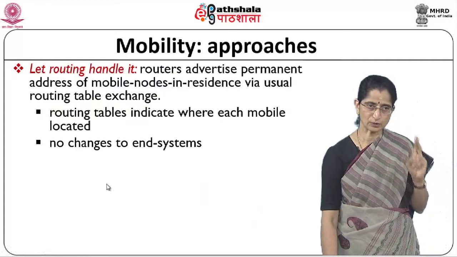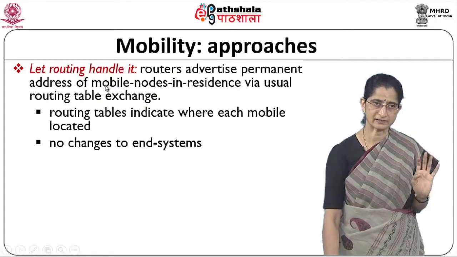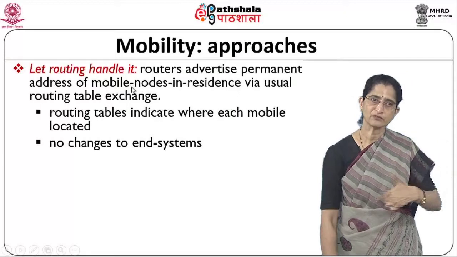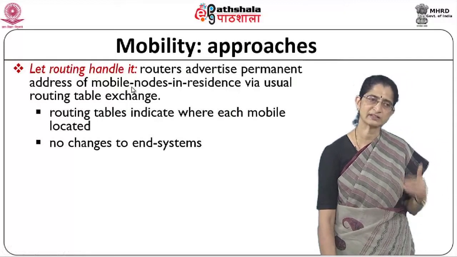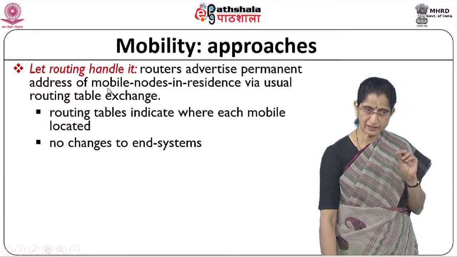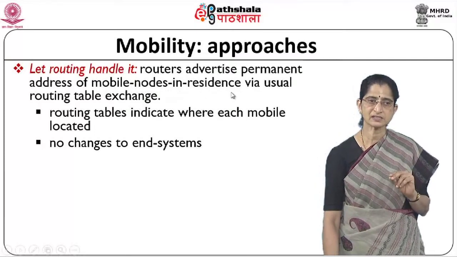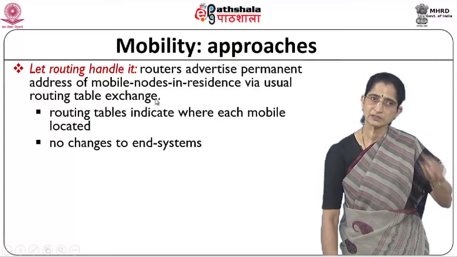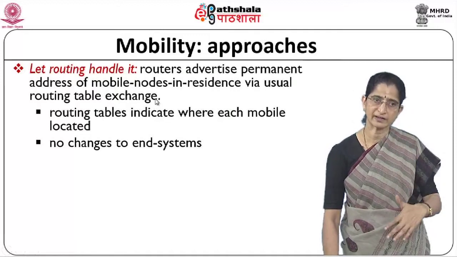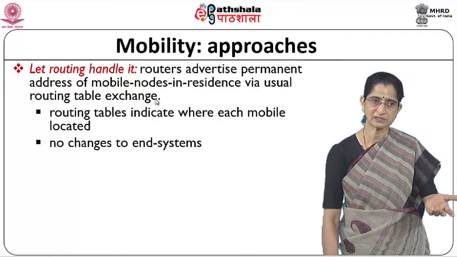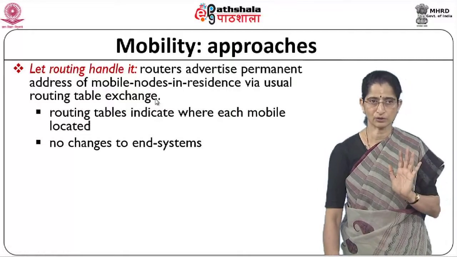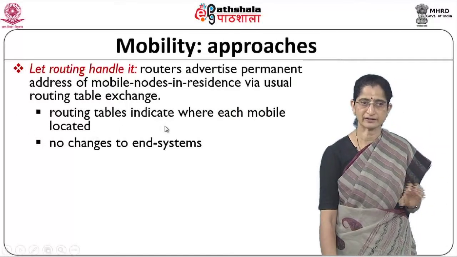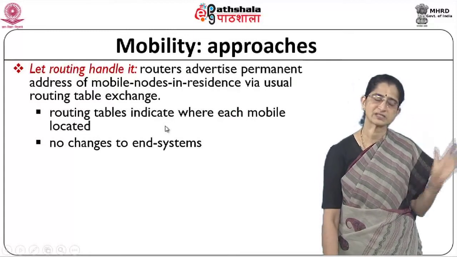In a network, there are two approaches that we could take. One, you can say let the router handle it. After all, routers are the ones which are supposed to know where the different networks are, where the nodes are. So the router could advertise the permanent address of mobile nodes in residence via the usual routing table exchange. When a mobile node gets connected to a router, its address is known to the router. So the router can also announce, when it is exchanging its routing tables, the address of this node also. So that's a possibility. After all, routing tables will indicate where each mobile node is located. We don't need to make any change to the end systems. We can just expect the router to handle it.